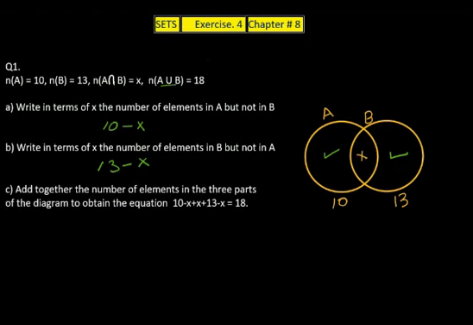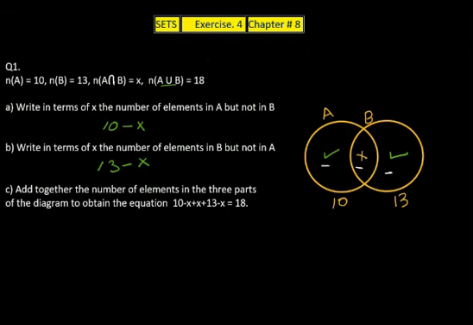In part C it says add together the number of elements in the three parts of the diagram to obtain the equation. This is the equation: 10 minus x plus 13 minus x equals 18. Now these are the three parts he's talking about, this one, and this one. So now we can add these three parts.